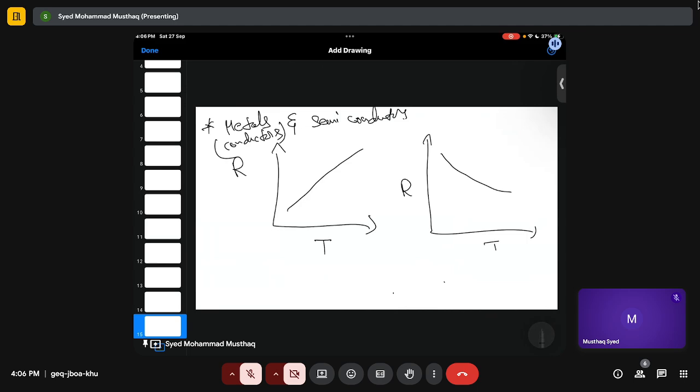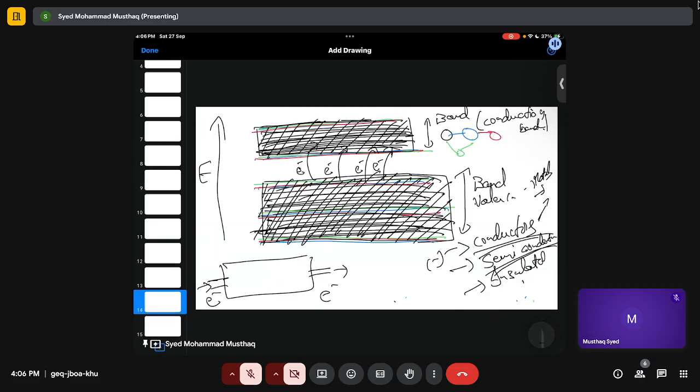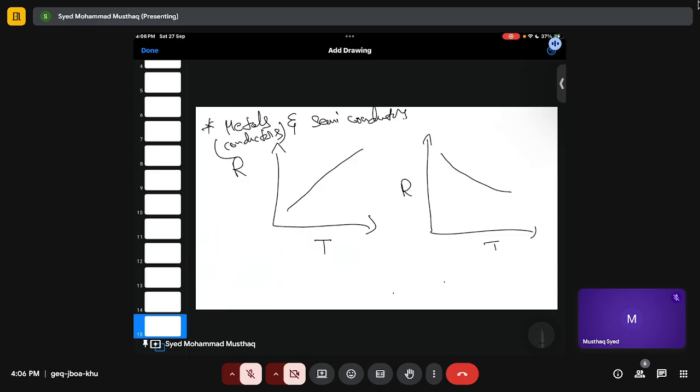Why? Because whenever I'm trying to increase the temperature, I'm trying to give energy to the system. When I give energy to the system, the electrons will gain energy and jump from the valence band to the conduction band, and they will start conducting. So that's why my resistance will decrease. This is the basic relation between conductors and semiconductors. You don't need to find out about insulators, because you can just say that there is no current even after increasing temperature. Simple.